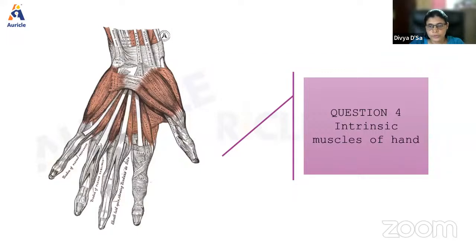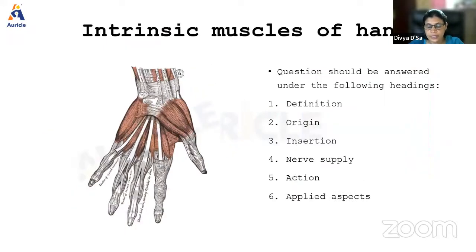So next we move on to the intrinsic muscles of the hand. When we say intrinsic muscles of the hand, that means the muscles have the origin and insertion within the hand itself. That is why they are called the intrinsic muscles of the hand. First we will classify them.